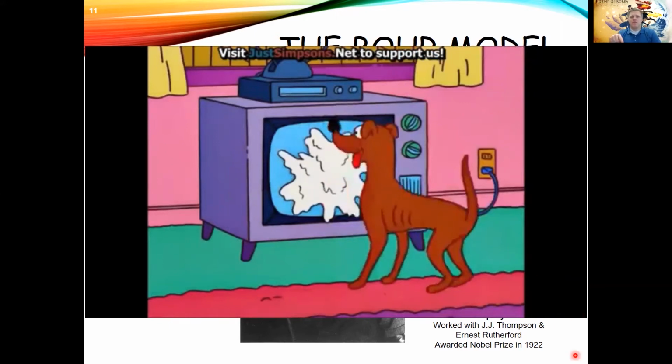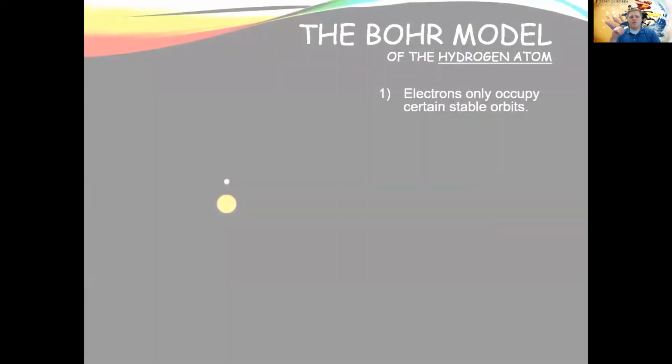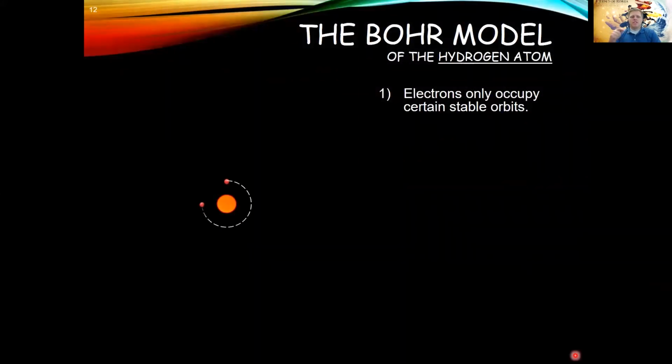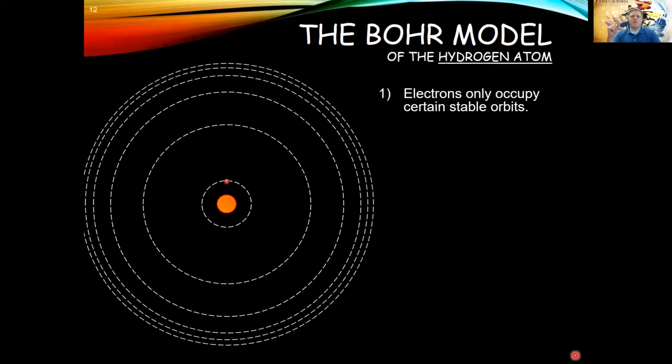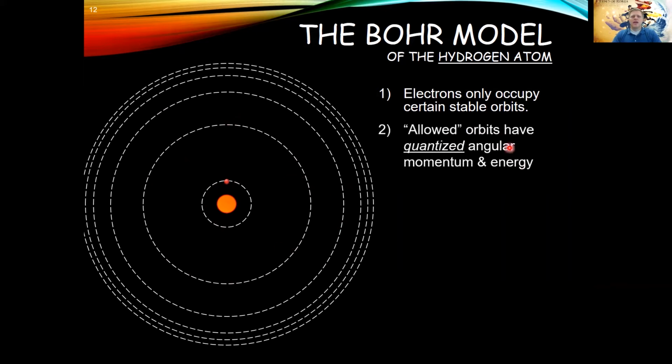Okay, but let's talk about the Bohr model and what's being quantized. So what Bohr said was that the orbitals, or the distance at which electrons orbit the nucleus, are quantized, meaning that the electron can only orbit at specific distances. And what that means with those specific distances is that it also has specific quantized angular momentum and energy.